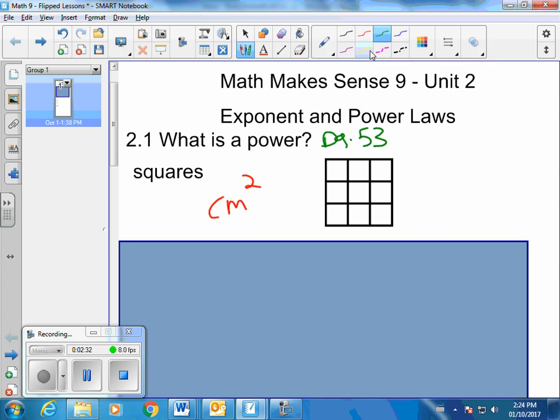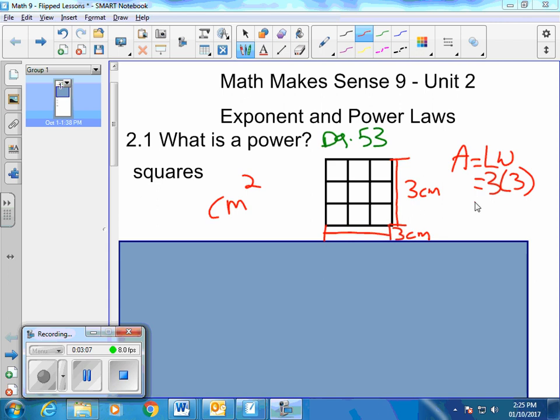Let's pretend for a second that this space is 1 centimeter. Okay? So if that space is 1 centimeter, that means that this entire distance across here is 3 centimeters. It also so happens that our length here is also 3 centimeters. We know that area equals length times width, so if I were to find the area of that square, it would actually be 3 times 3.